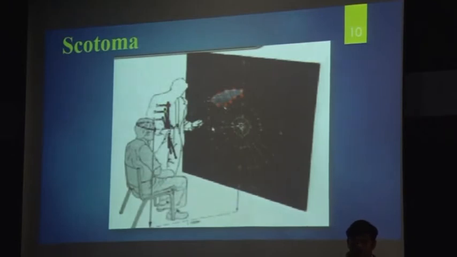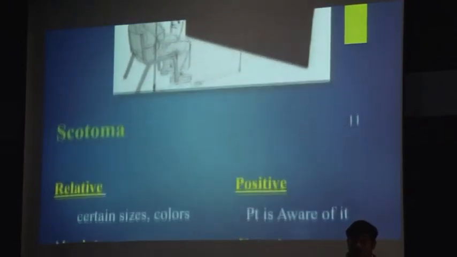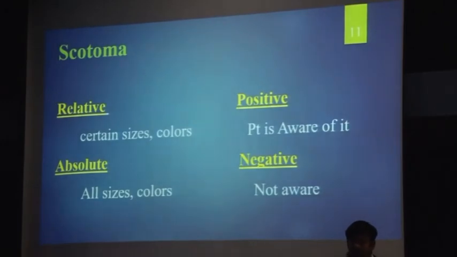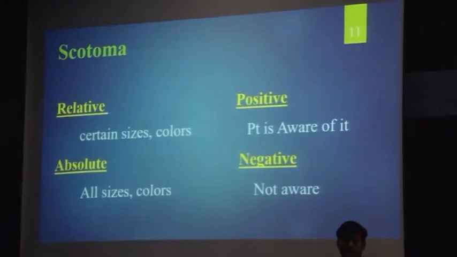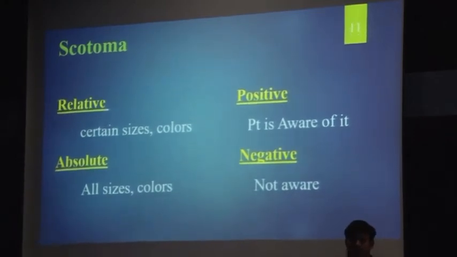Scotoma is a defect in an area of the field. There are clinical types of scotoma. In relative scotoma, there is a certain defect for certain sizes and colors. In absolute scotoma, all sizes and colors are defective. In positive scotoma, the patient is aware of it, like in corneal opacity and cataract. In negative scotoma, the patient is not aware.